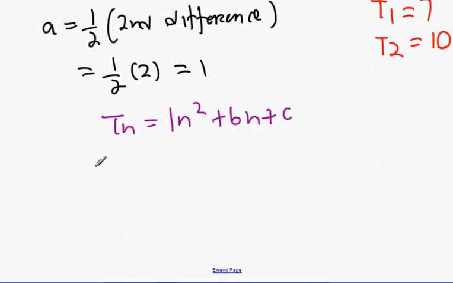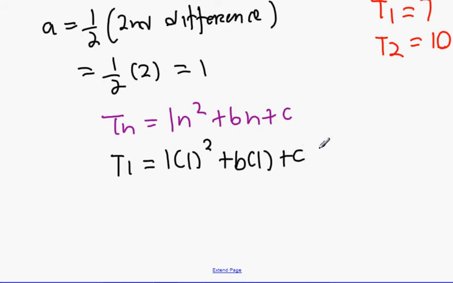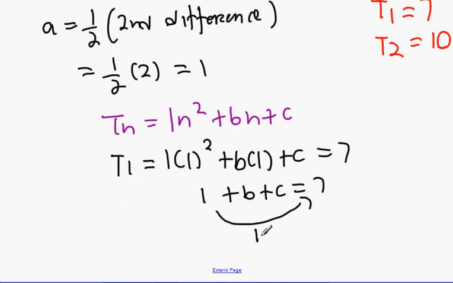Now, T1 means replace all n's with 1. T1 equals 1 squared, multiplied by 1, which is still 1, plus b times 1, plus c, that all equals 7. Now you're going to get 1 plus b plus c equals 7. Bring over the 1, and you're going to get b plus c equals 6. What is that, guys? It's one half of a simultaneous equation.